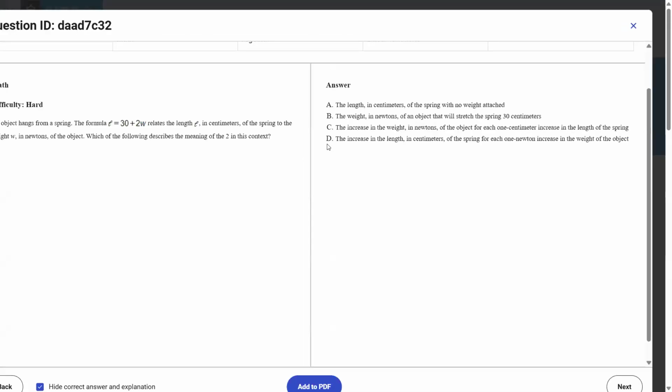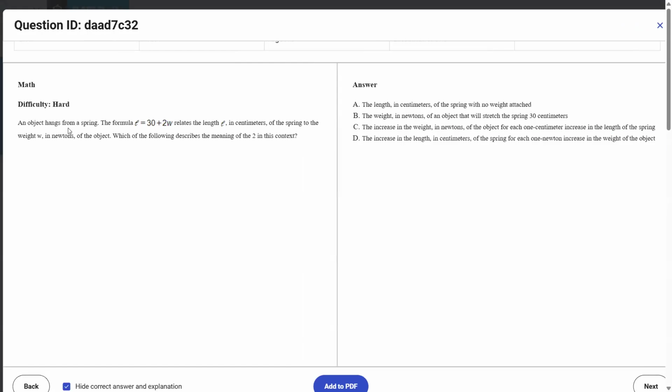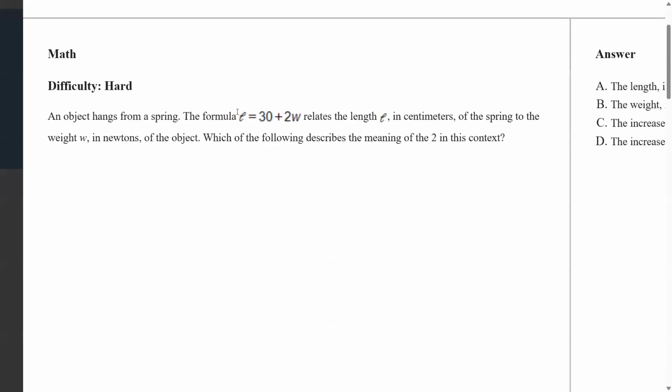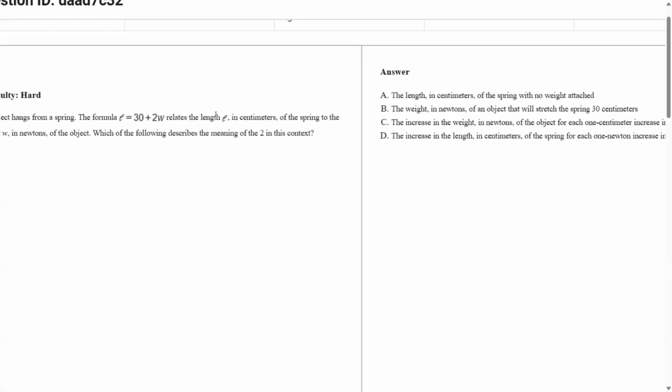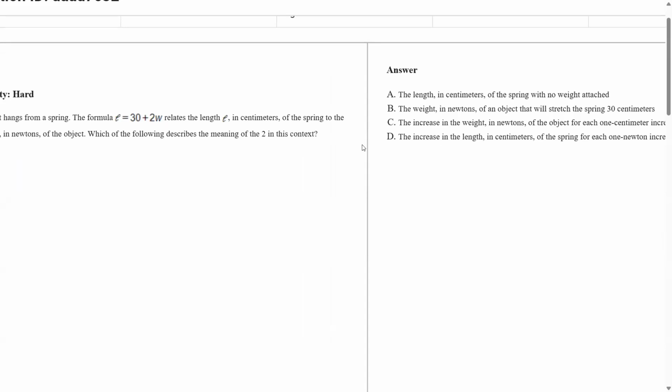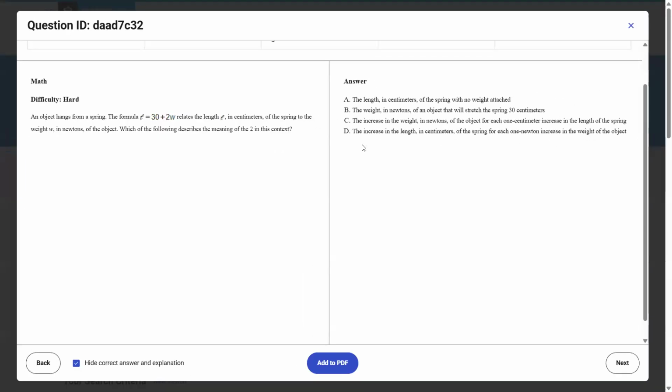This is the increase in the length when the weight changes, because this formula is for the length. You have an initial value here, which is 30, and then it increases 2 times the weight. So for each newton, 1 newton, it increases 2 centimeters. So the answer should be D. Yes.